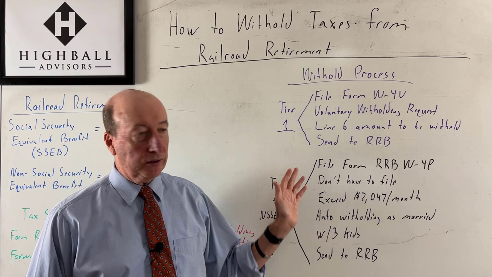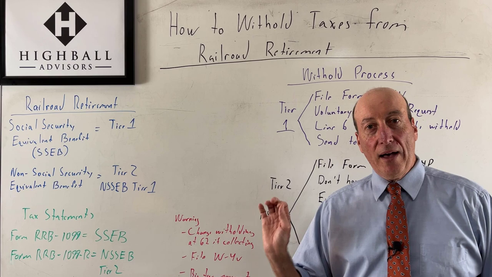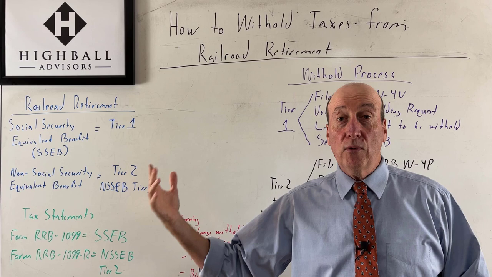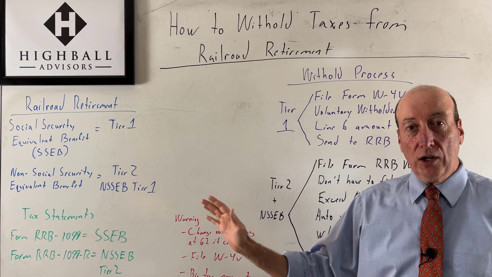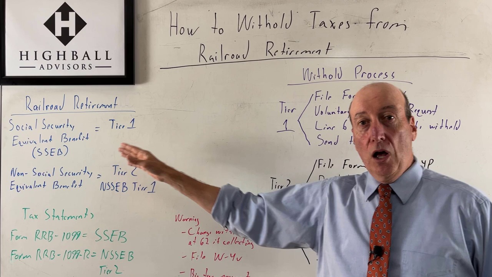Proper tax planning, I talk about this all the time. Now, I have some warnings, things to look out for. This is where it gets tough. At 62, you have an issue. Let's say you start at 60 or 61 on railroad retirement. That is all NSSEB, so that's all taxed as ordinary income. However, at 62, a portion of that splits off into SSEB, the Social Security equivalent benefit. They're going to want that taxed.